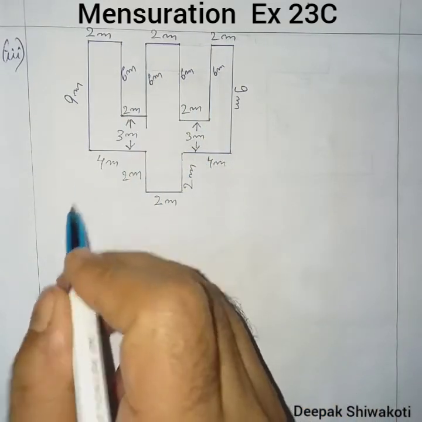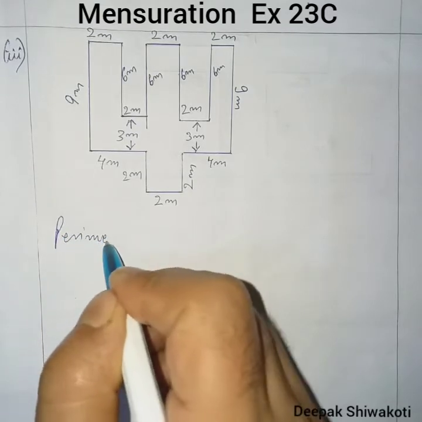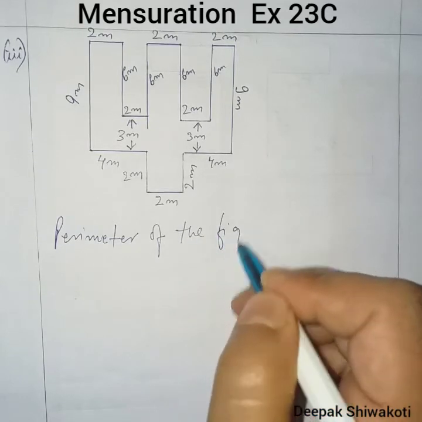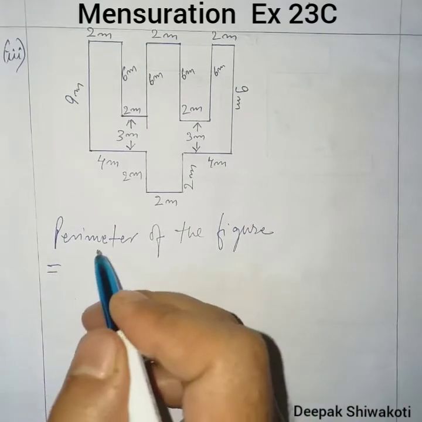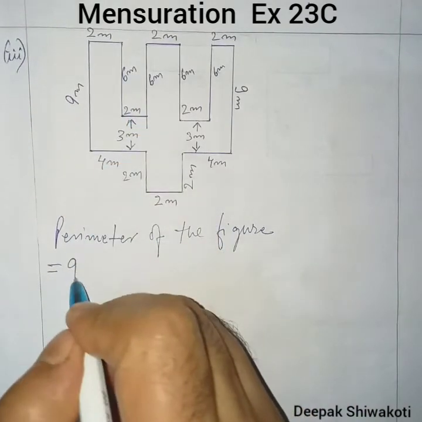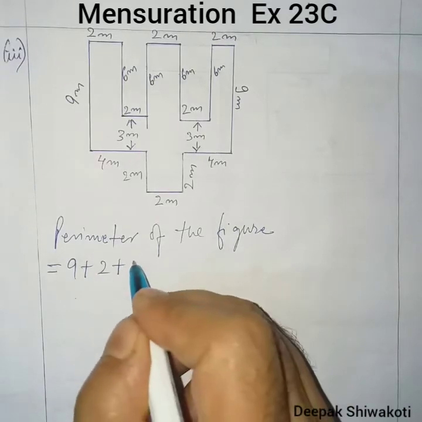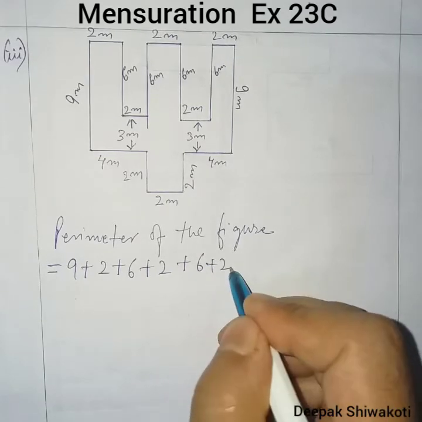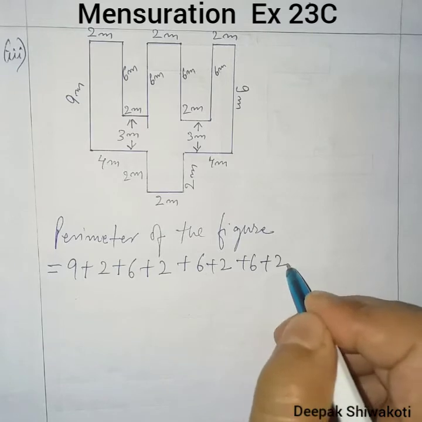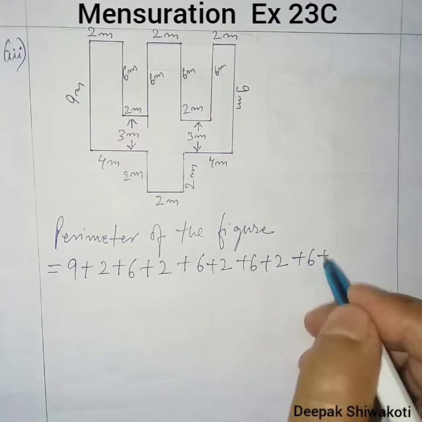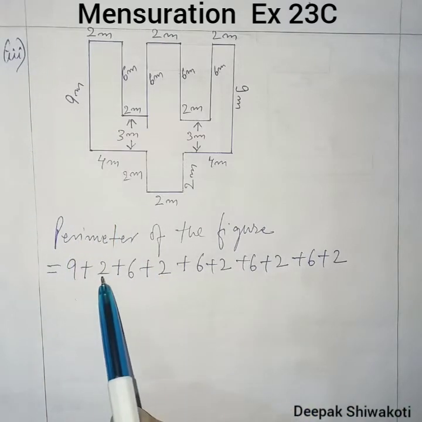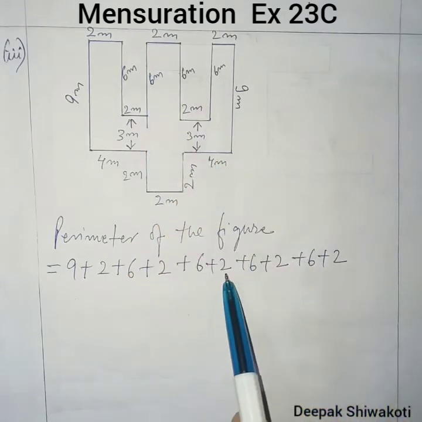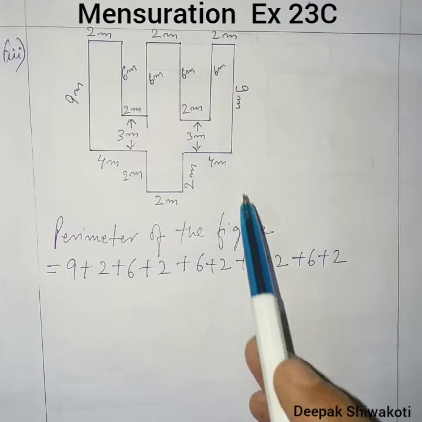Okay, so the perimeter of the figure will be equal to, let us start from here, 9 plus 2 plus 6 plus 2 plus 6 plus 2 plus 6 plus 2 plus 6 plus 2.